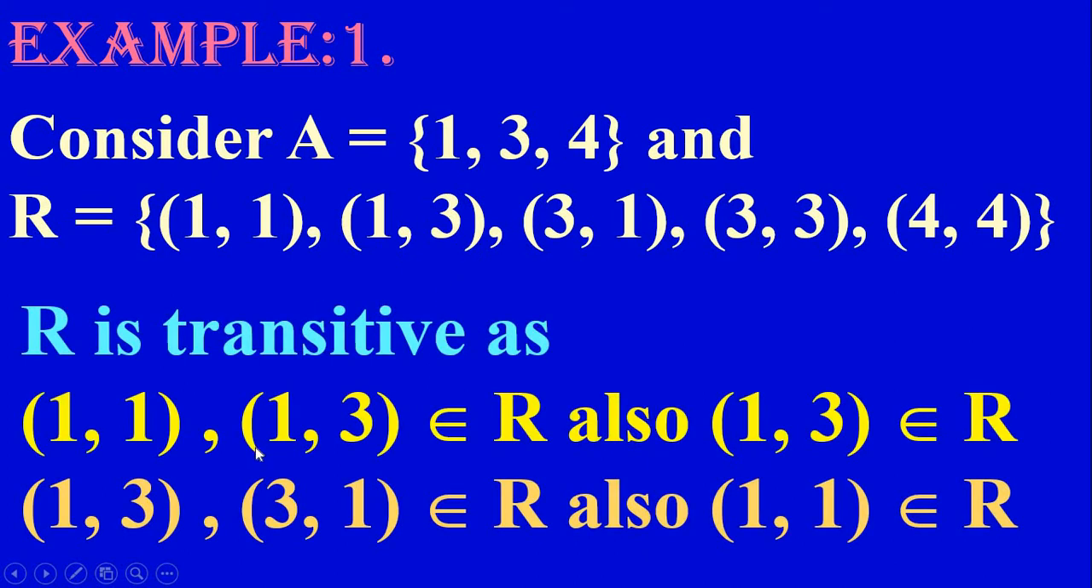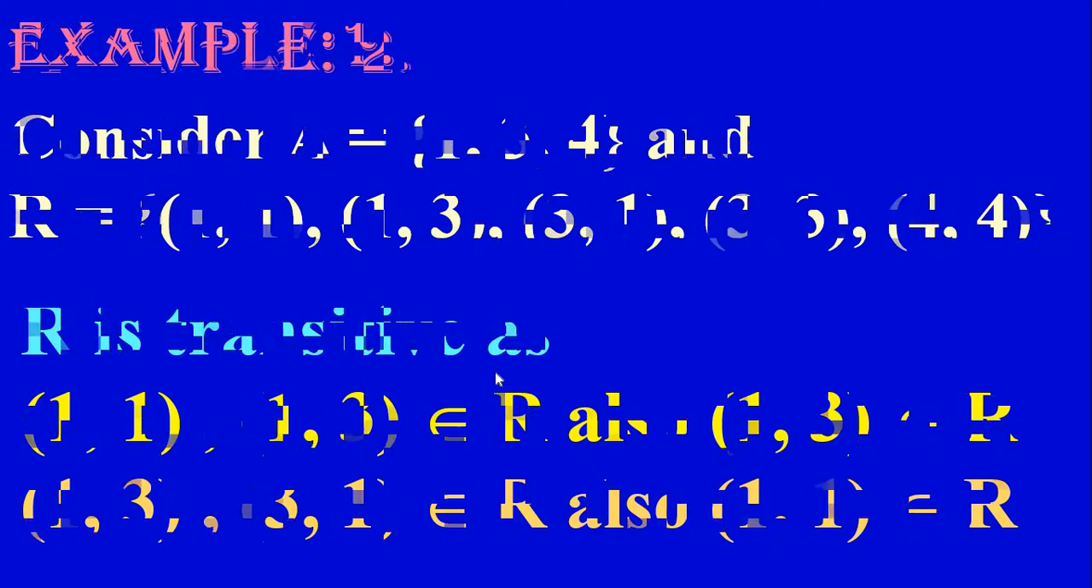Now here (1,1), (1,3) belong to R, and also (1,3) belongs to R. And (1,3), (3,1) belong to R, and also (1,1) belongs to R. So therefore R is transitive.